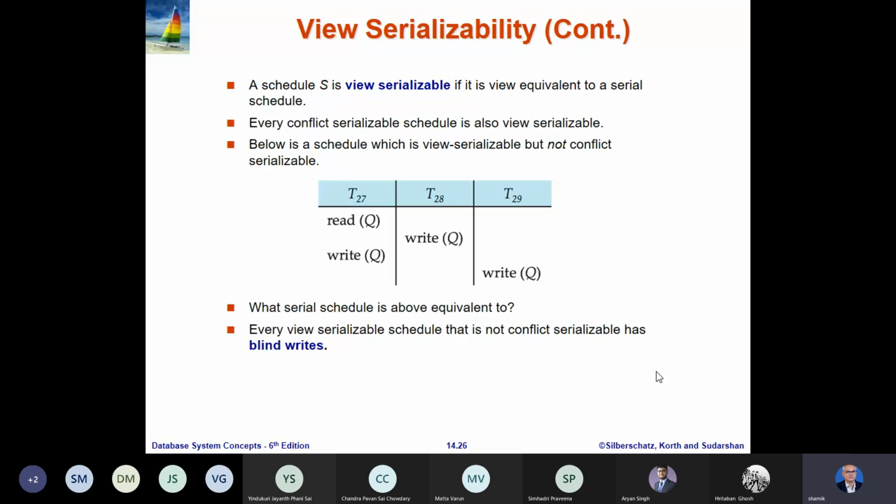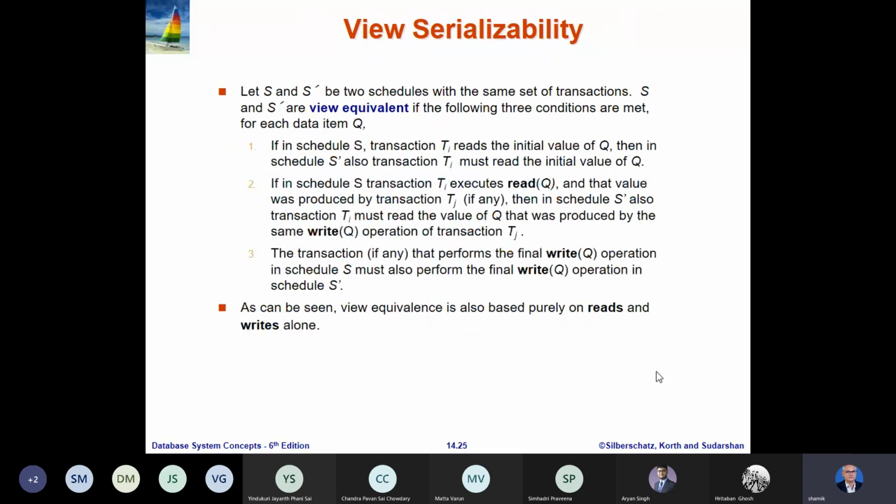But its effect will be the same as execution of T27 followed by T28 followed by T29. So this is an example which is not a conflict serializable schedule, but what we call a view serializable schedule, and this is the definition of view serializability. So I went back to the previous slide.